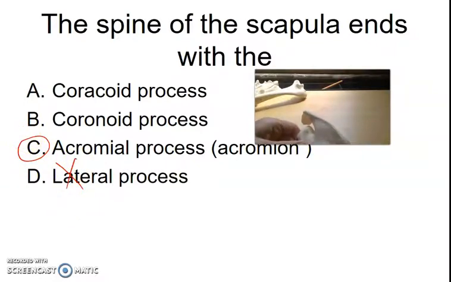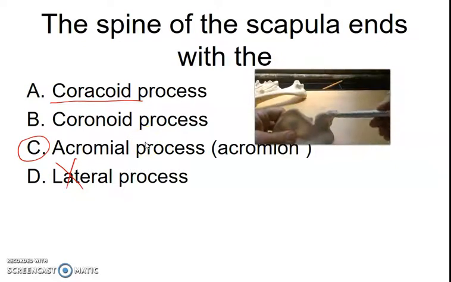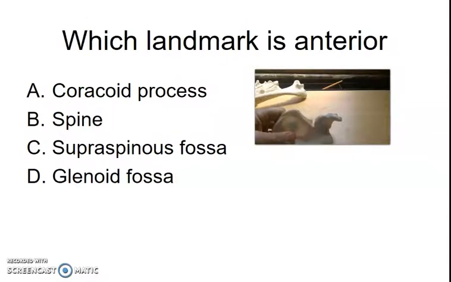Now here I was mean. The coracoid process is on the scapula. It's on the anterior side, and it looks like a crow's beak. Then this process is on a different bone. I would not do that on a test, to put those two next to each other.